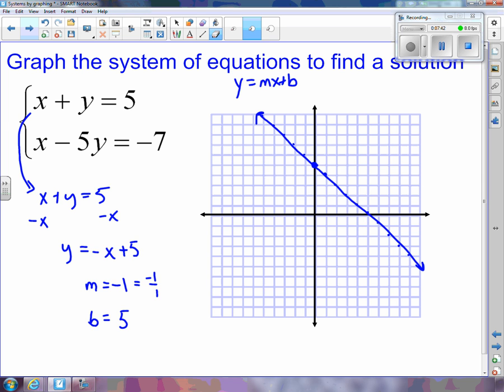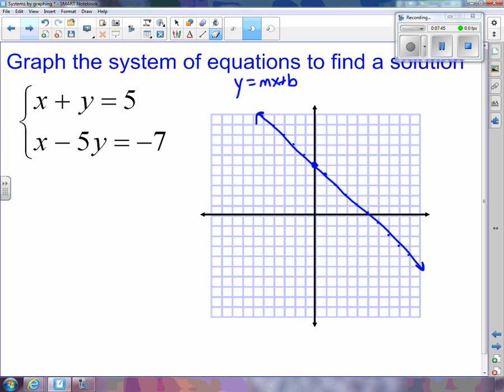Now let's try to do that same idea with the next equation. There's just one additional step. So I'm going to take this equation and try to solve it for y. If I want to solve it for y, I need to get the y alone, which means that I first need to get rid of the x. So I'm going to subtract x from both sides. Hopefully you're familiar with solving from algebra 1. Then negative 5y equals negative x minus 7. Now, in order to get this y alone, I'm going to have to divide by negative 5.